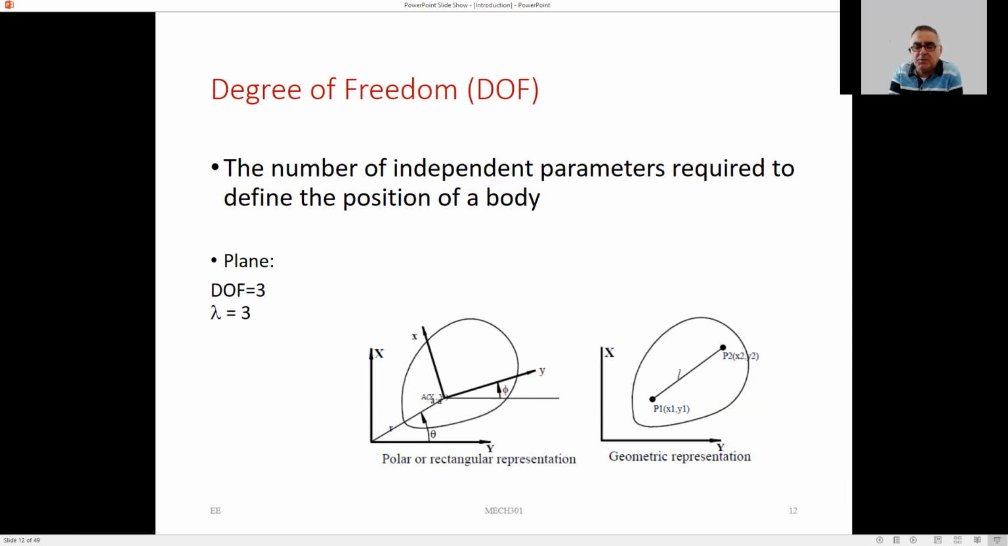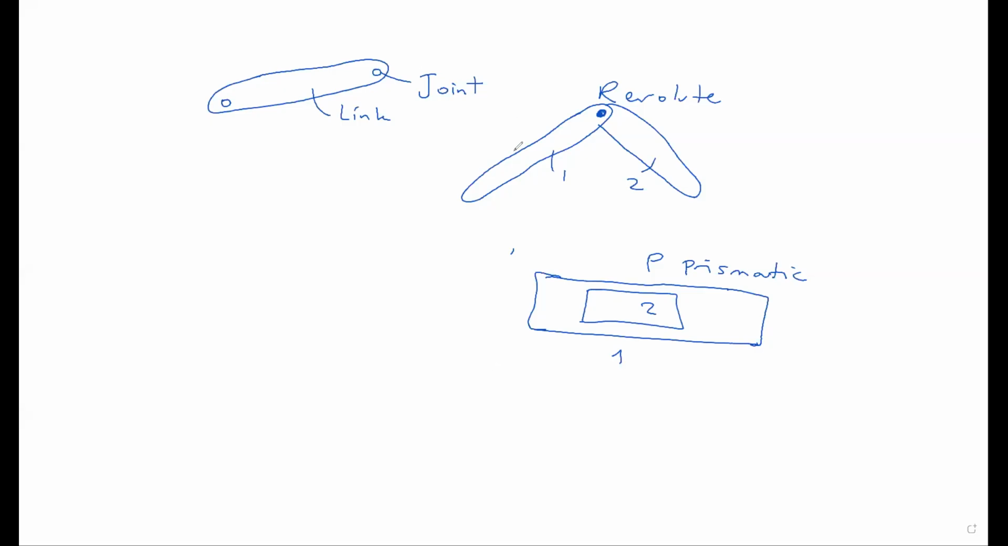What is the degree of freedom of a plane? What is the degree of freedom in a space, actually? In a two-dimensional space, how many motions are possible for a rigid body in two dimensions? Let me stop this and try to share our whiteboard.